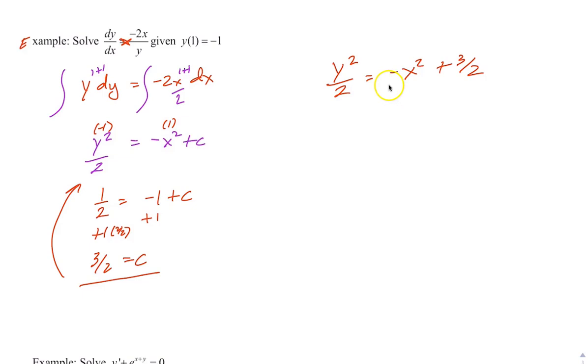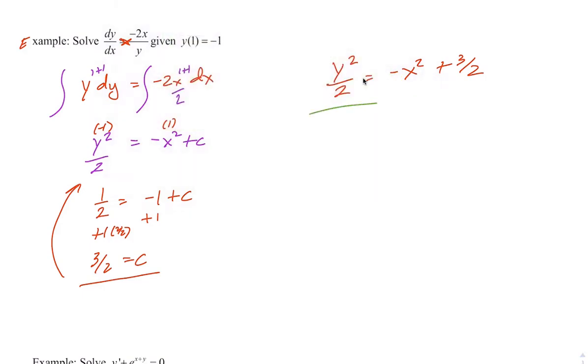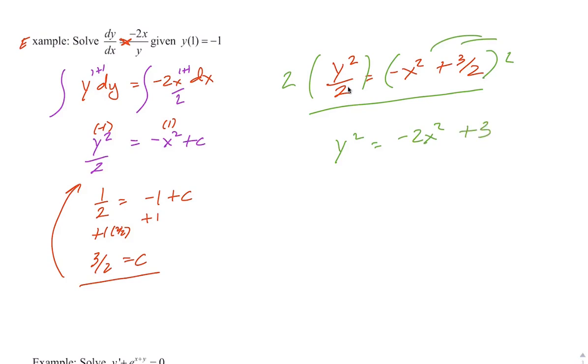Right, and then we're almost done. All I gotta do now is get the y by itself. So in this case, I would multiply everything by 2 to get rid of that 1 half. So I get y squared equals negative 2x squared plus 3, and then we square root it. Don't forget, when you square root, you should get 2 answers. You should get the positive version of it, or you should get the negative version of it.